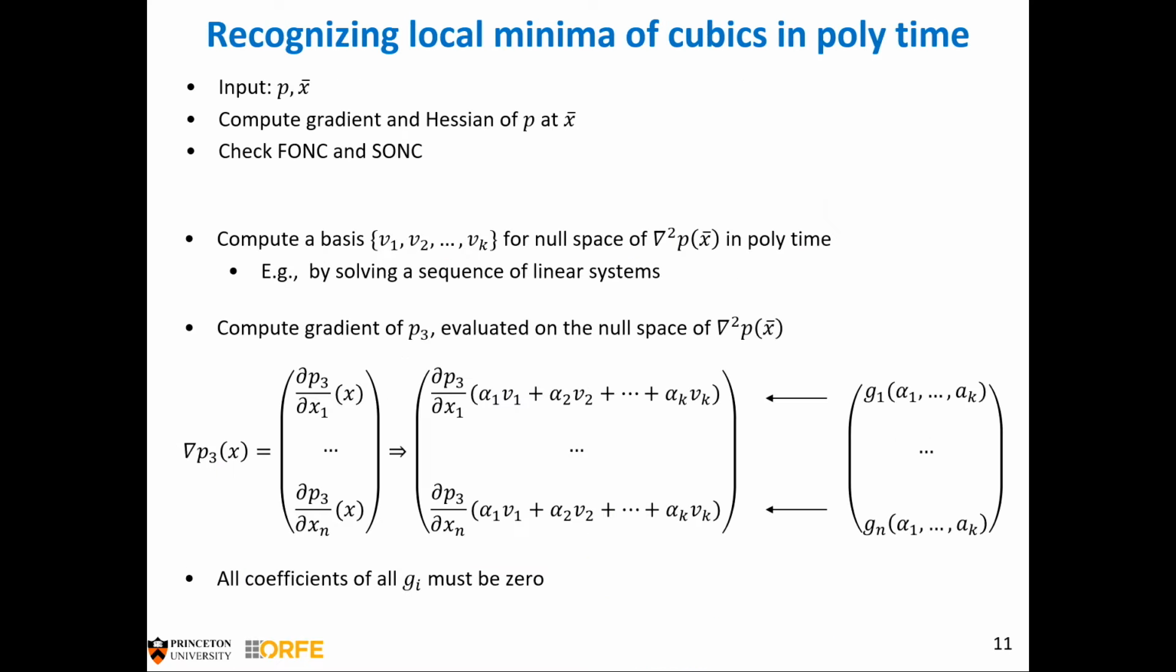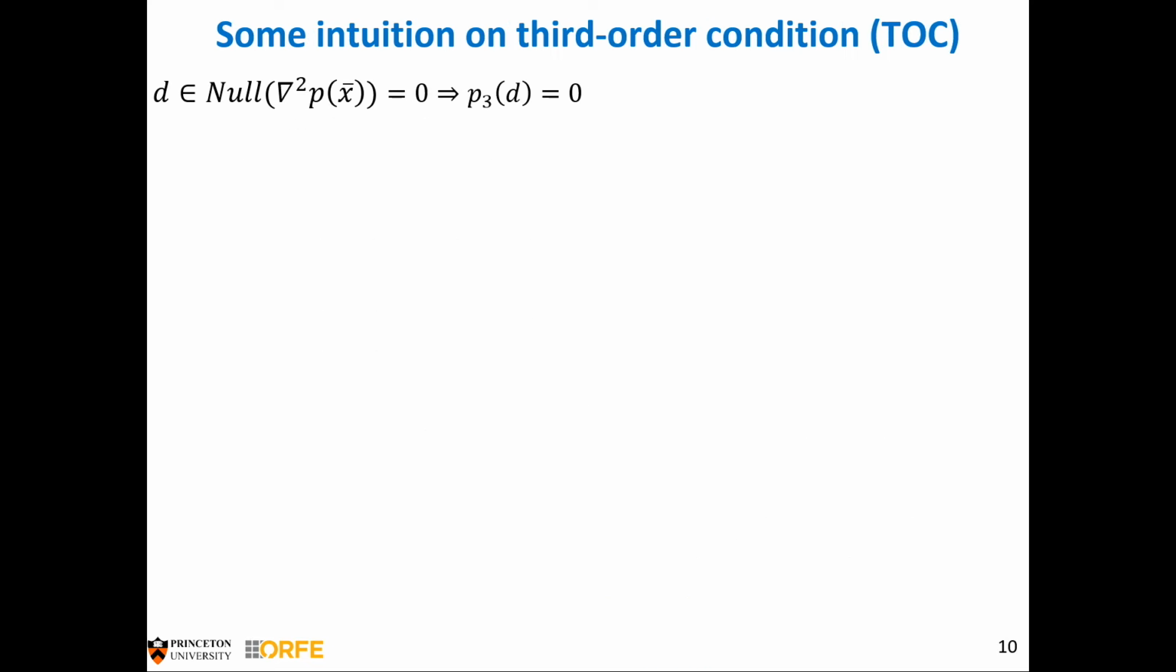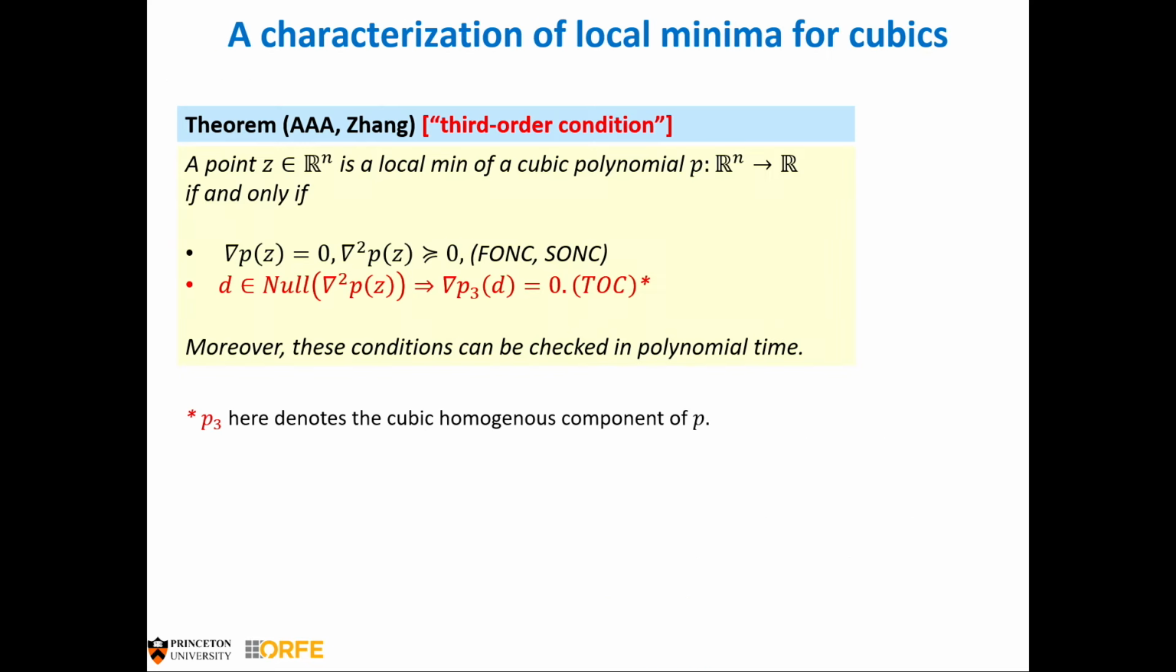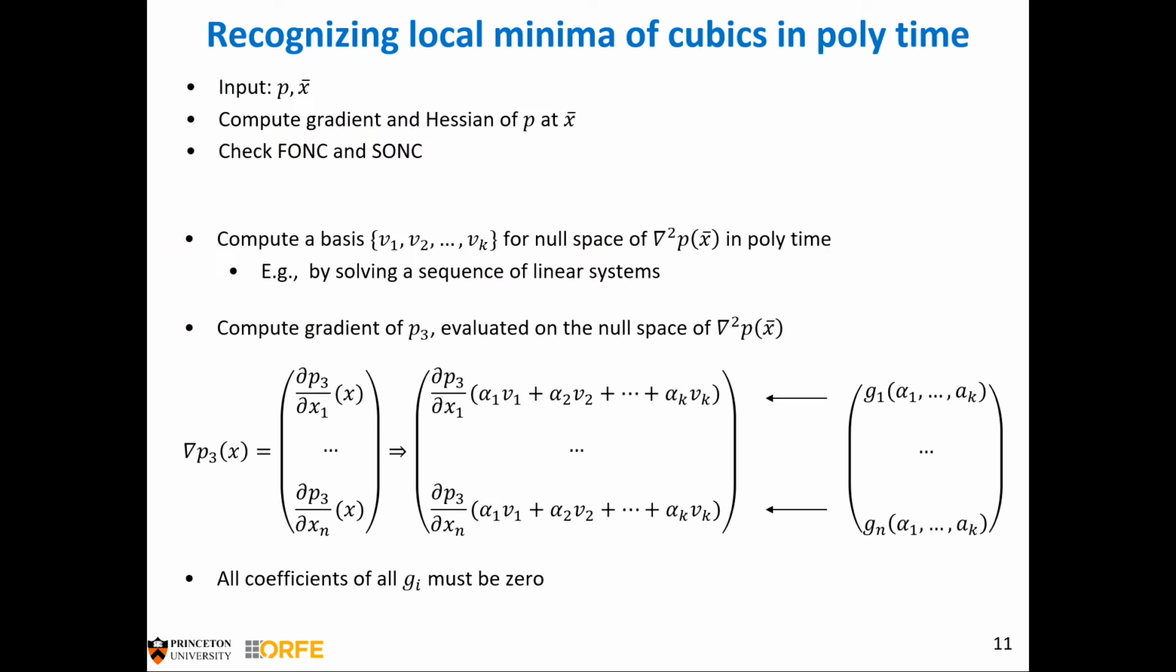And why can we check these three conditions in polytime? Well, first and second order, again, this is basic linear algebra. How would you check the third condition, that on the null space of the Hessian, some gradient vanishes? So you can compute a basis for the null space of the Hessian at your candidate point. You can find the basis in polytime by solving, say, some linear systems. So let's say k is the dimension of this null space.